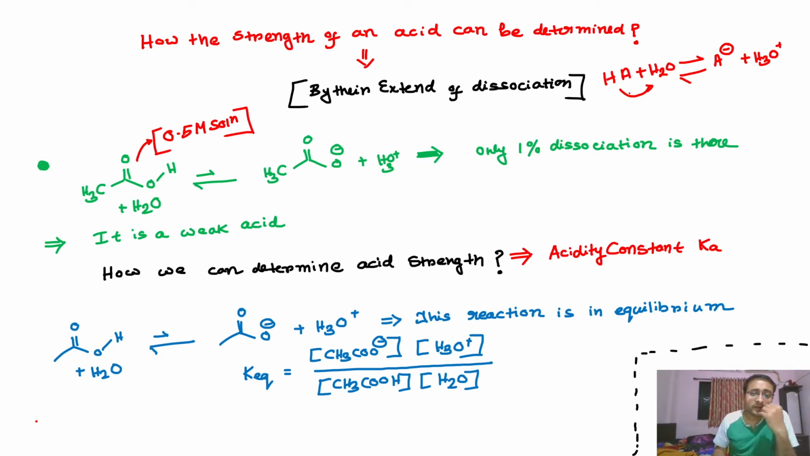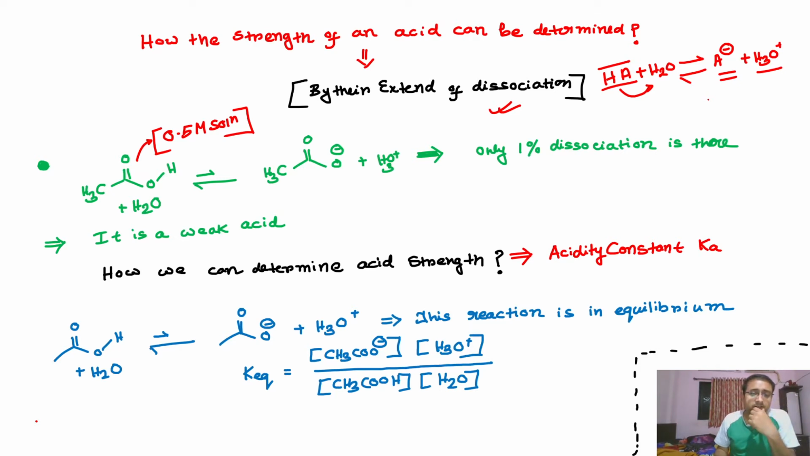Now, the extent of acidity of HA depends upon how much hydronium ion or A minus ion is produced in the equilibrium. If more hydronium or A minus ions are produced in the equilibrium state, then we can say that the acid is much more in the dissociated state, so it has a higher strength. So the strength of an acid depends upon its extent of dissociation in aqueous medium.